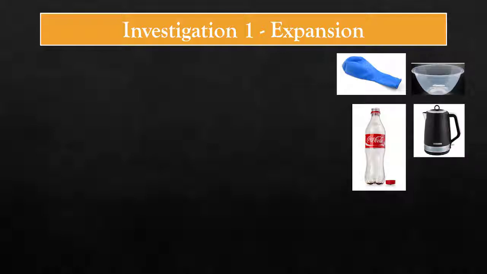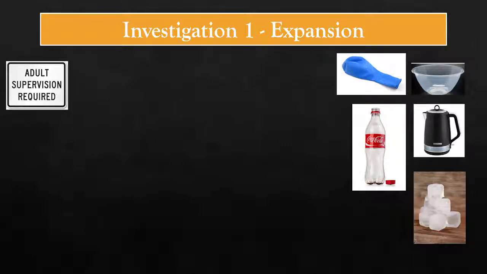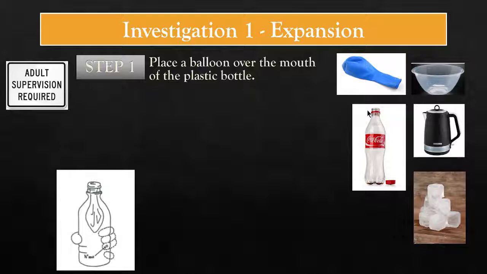You'll also need a kettle. Now, because we're going to use hot water, you can't do this by yourself. You need mum or dad to help you with it. So please, some adult supervision. You're going to need some ice. Okay. So step 1 is you need to place a balloon over the mouth of the plastic bottle. So this balloon needs to go over the mouth of the plastic bottle. Like this. Okay, and you can push the balloon in a little bit if you want.